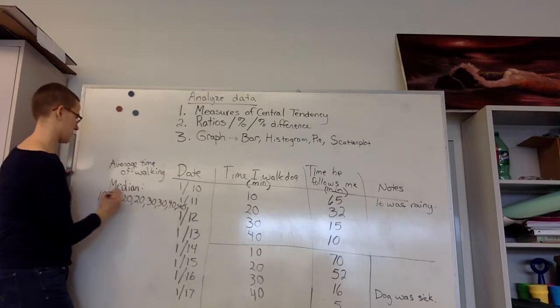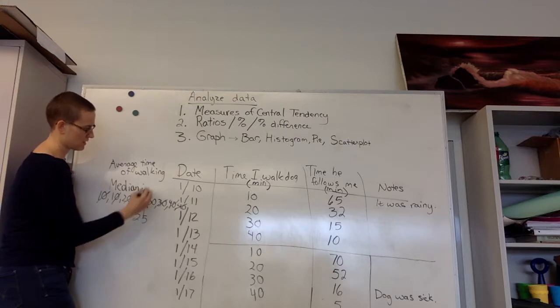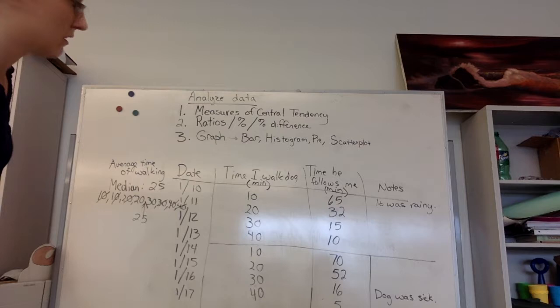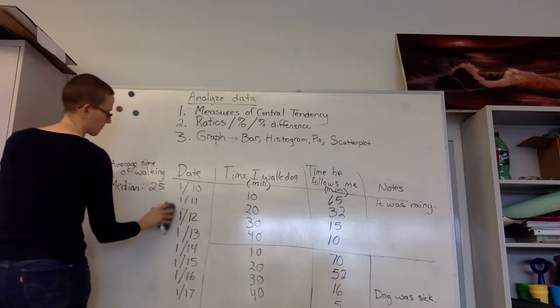and I find the number that's in the middle by crossing them off, I'm going to end up right between 20 and 30, at 25. So my median would be 25. And that's for the amount of time I walked my dog.